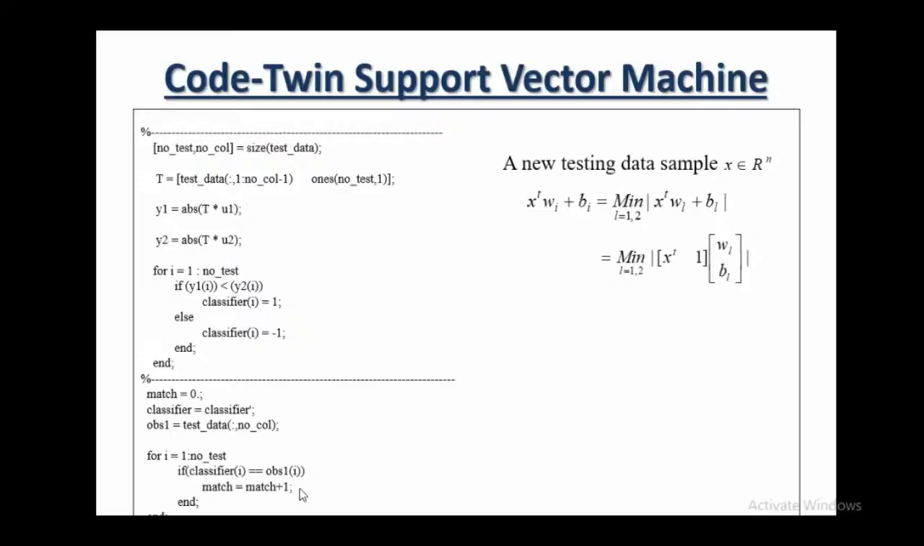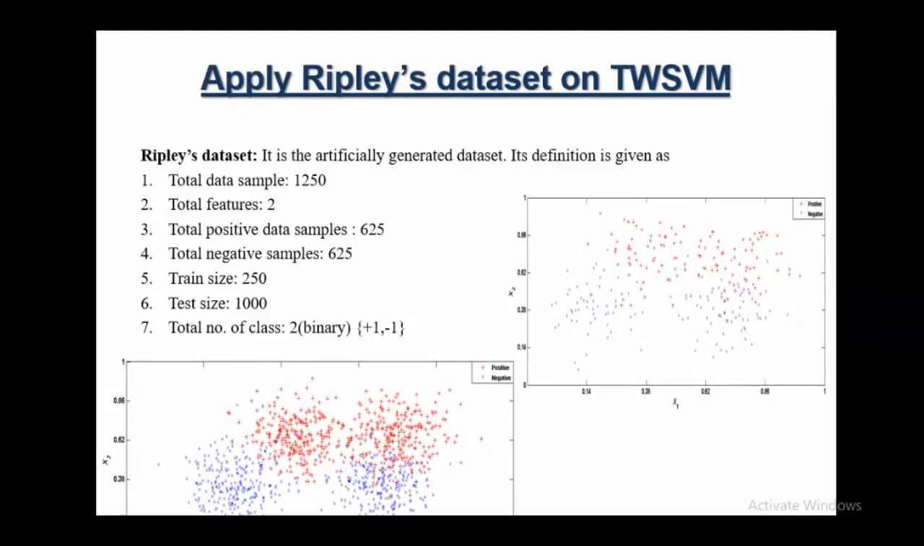So here I have taken one simple example where I have applied this particular model. I have taken this display data set where we have a total number of data samples of 1250, and the total features are two, with 625 positive data points and 625 negative data points. And this is actually a standard data set. So normally in the training we take 250 samples, in the testing we take 1000 samples, and the total number of classes is obviously 2, that is plus 1 and minus 1.